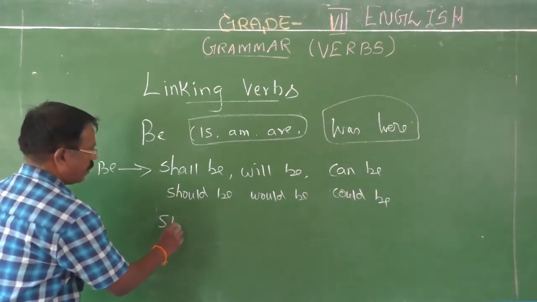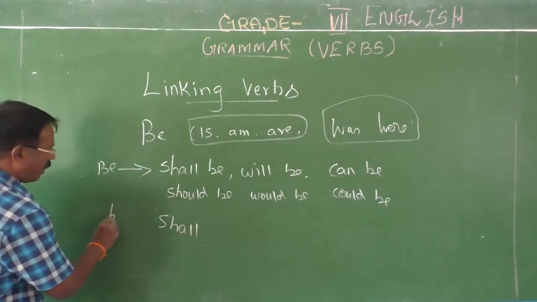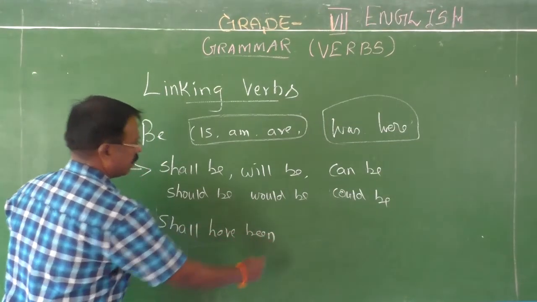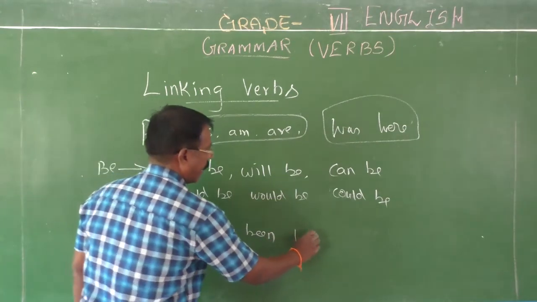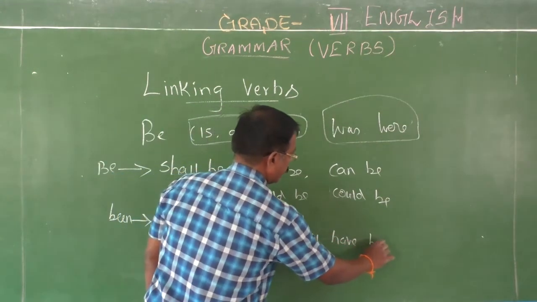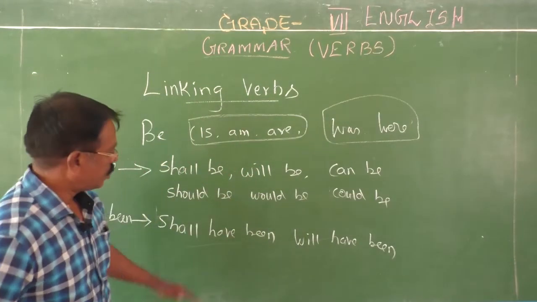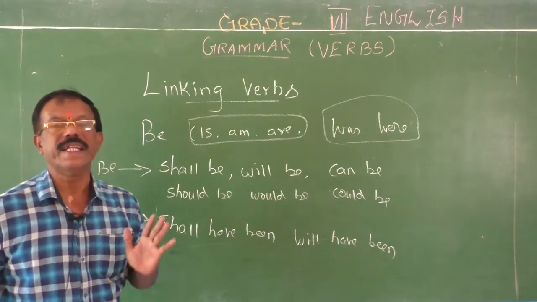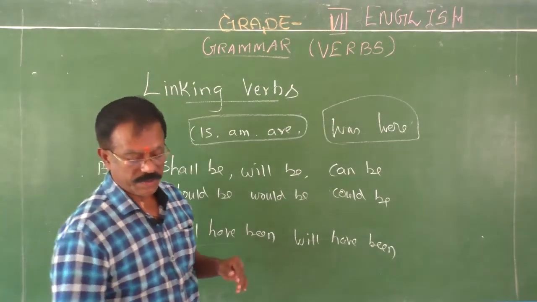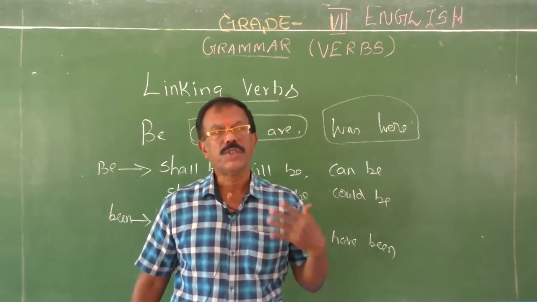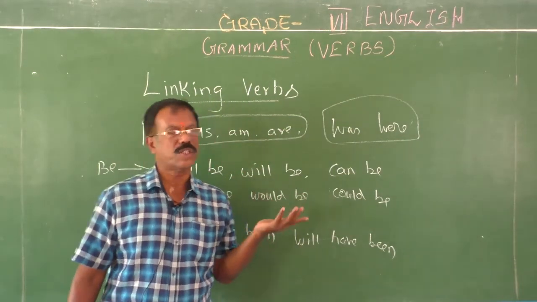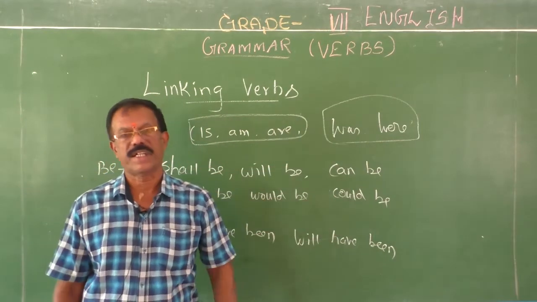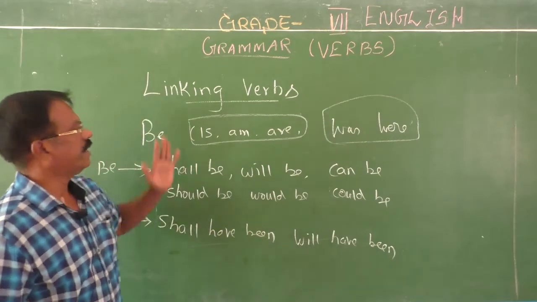Then been, how can we use been? Shall have been. Okay. Will have been. You can use it like this: should have been, would have been. So they are all called linking verbs. These verbs are used to connect the subject with a predicate without showing any action. Therefore, they are called linking verbs.